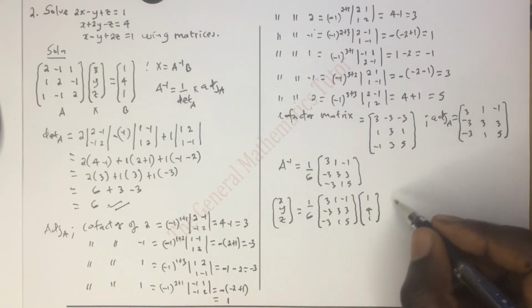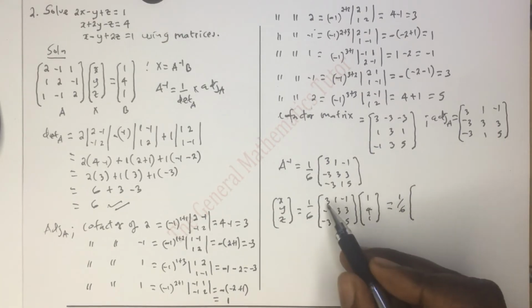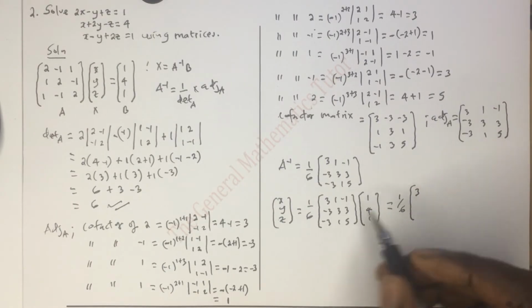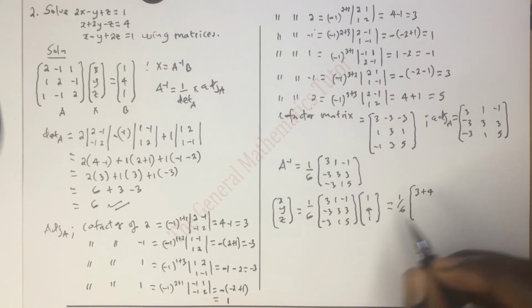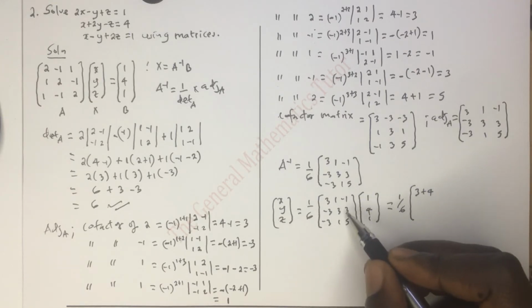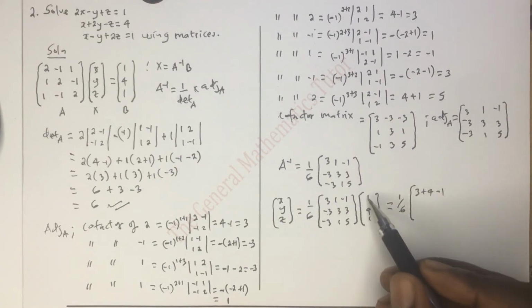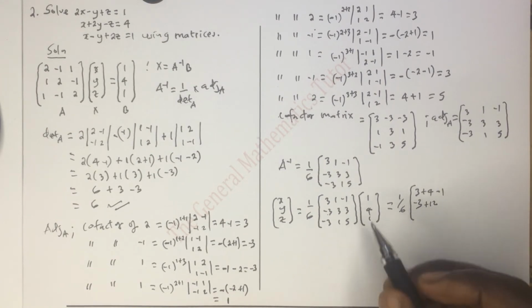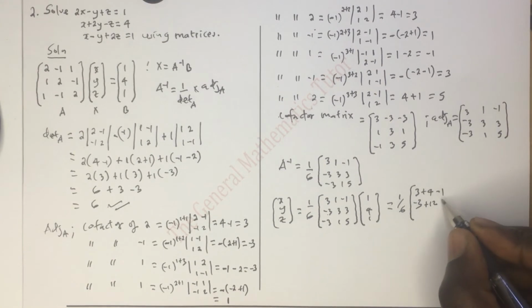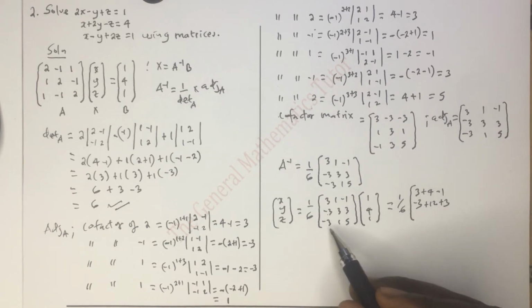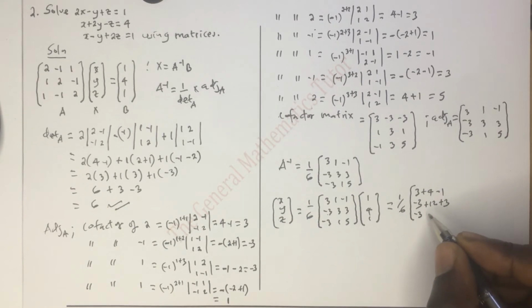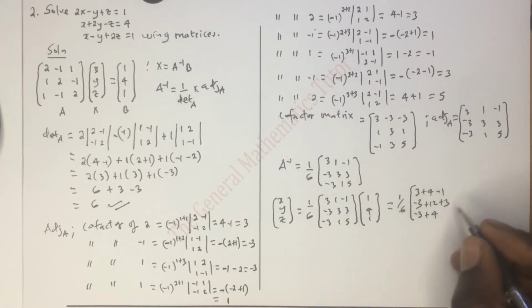So we are going to get this to be 1 over 6 into 3 times 1, that is 3, plus 1 times 4, that is 4, plus negative 1 times 1, that is negative 1. Then negative 3 times 1, plus 3 times 4, which is 12, plus 3 times 1, which is just 3. Then here we have negative 3 times 1, that is negative 3, plus 1 times 4, which is just 4, plus 5 times 1, which is just 5.